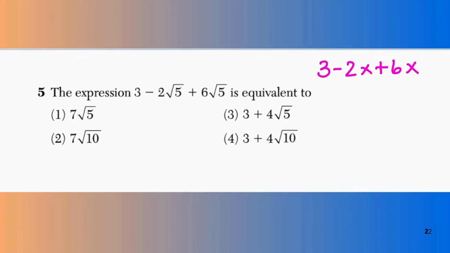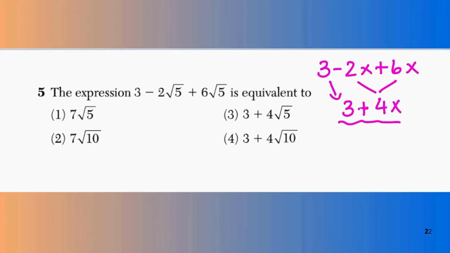So let's say this expression was 3 minus 2x plus 6x. You know that you can only combine terms that are like terms, that have the same variable, same exponent. So negative 2x plus 6x, when combined, give us 4x. And then the 3 is just going to be added to that because they're not like terms and there's nothing more I can do to simplify this.